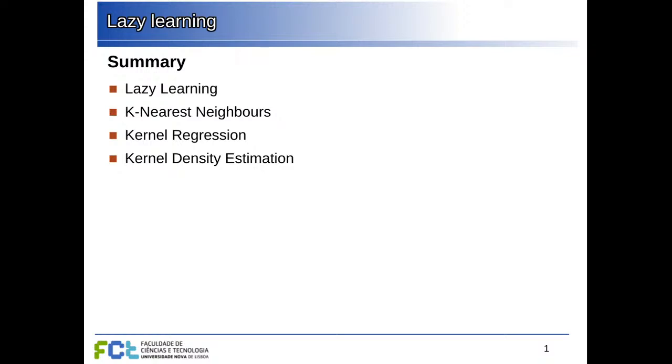K-nearest neighbors can be used for classification or for regression. Kernel regression, which is another lazy learning approach to regression, and also kernel density estimation, which is neither regression nor classification, but focuses on trying to estimate distributions of values.